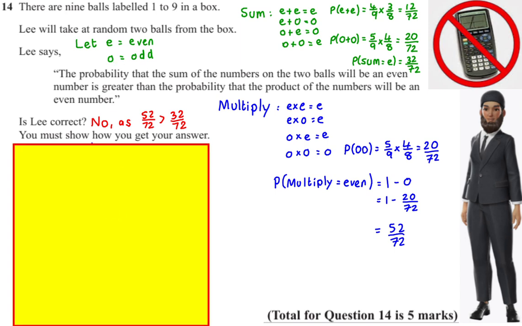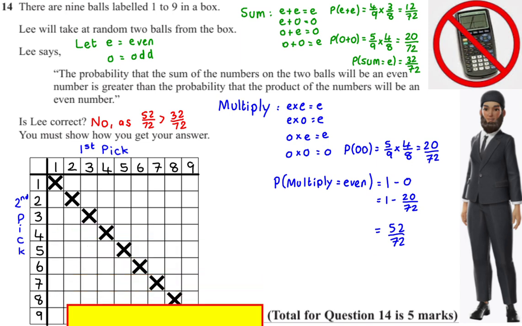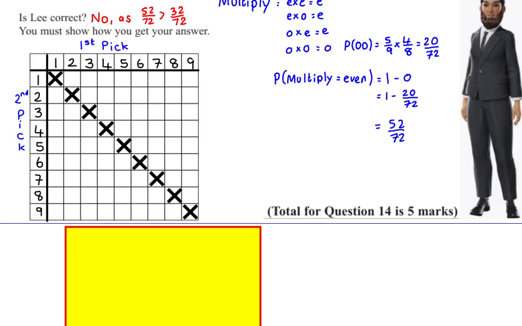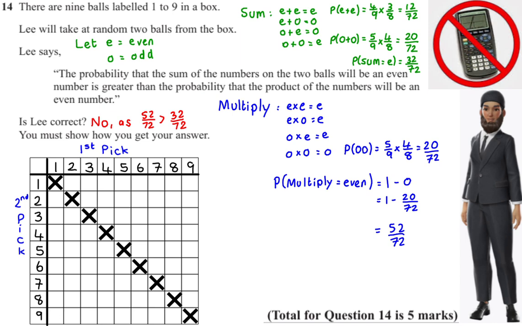Now, what we could have also done is used a sample space diagram. I'm just going to show it to you over here, where you have your first pick and your second pick, and then you could have solved the problem this way as well. This is just your choice if you wanted to do it that way. But anyway, I just thought I'd present that to you.